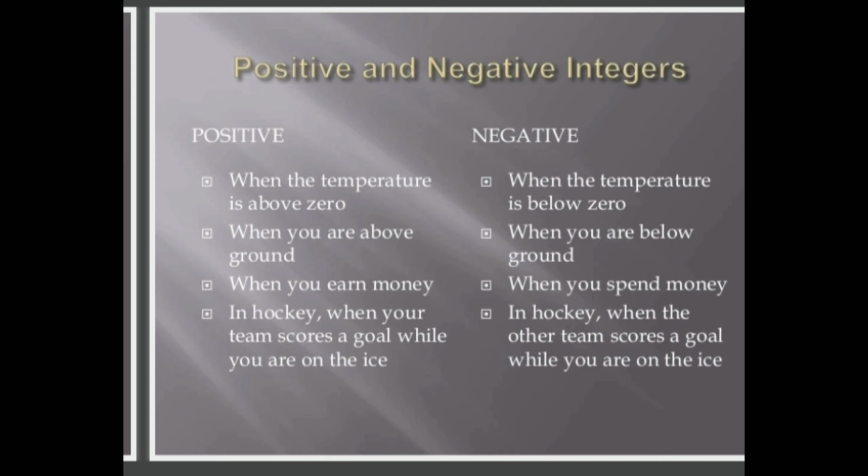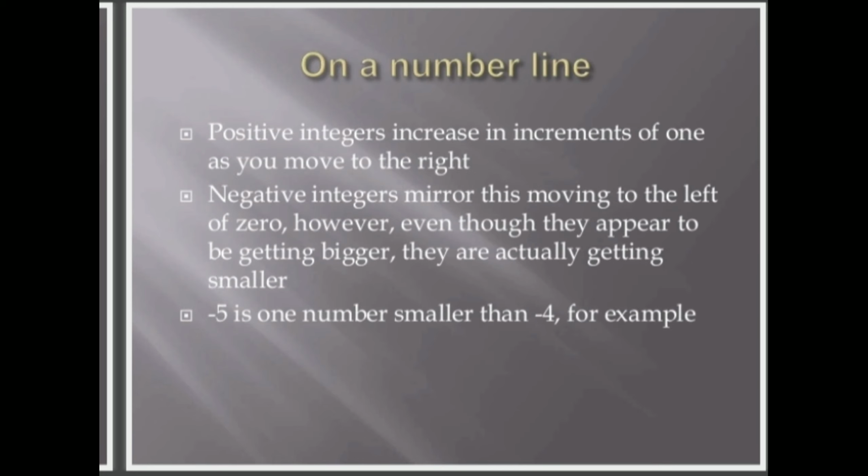Next, what I shown here, number line. Positive integers increase in increments of 1 as you move to the right. Yes, if you are moving towards right here, starting from the 0, 1, 2, 3, 4 and so on. What about negative integers? Mirror this. Moving to the left of 0, however, even though they appear to be getting bigger, they are actually getting smaller. So if you are moving towards left direction, that is minus 1, minus 2, minus 3, minus 4 and so on. But one thing carefully you should identify, even though they appear to be bigger, negative values are smaller.